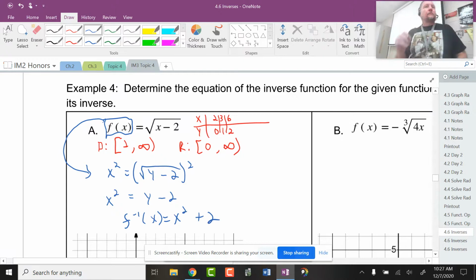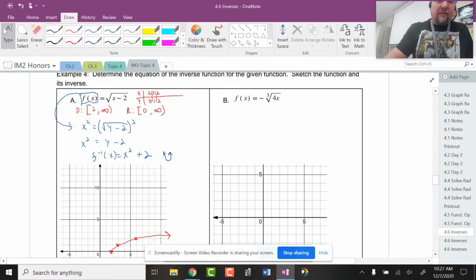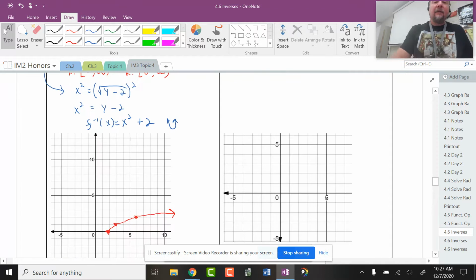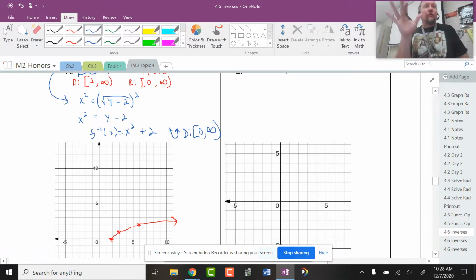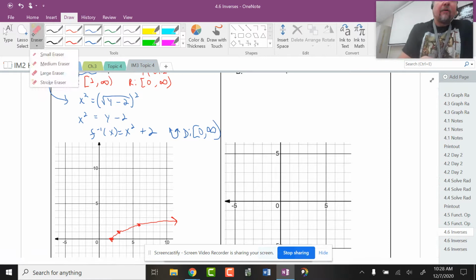All right, plus 2. Okay, here's the problem, Ethan. That's a full parabola. And this came from the inverse of this graph. So this certainly cannot be a full parabola. So this is what happens. Domain and range exchange. The domain of this has to be the range of the original. So that restricts this to only half of a parabola.